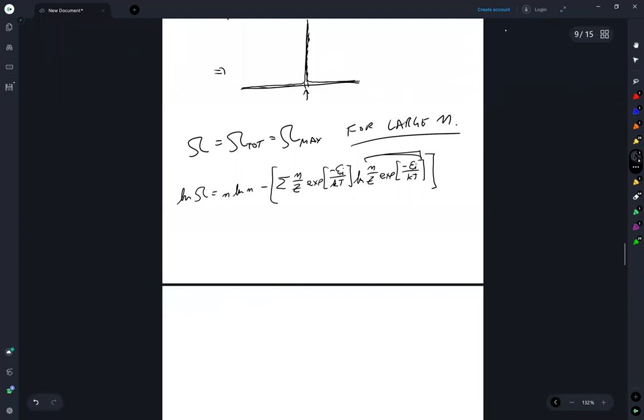And then we expand this natural log, and expanding that natural log, we get n natural log n minus n over z. We can take that out of the sum, right? Because this is a subscript i. We're not summing over anything. Over the sum of exp of minus epsilon i over kT times the natural log of n minus the natural log of z minus epsilon i over kT. And let me put a square bracket here. Okay.